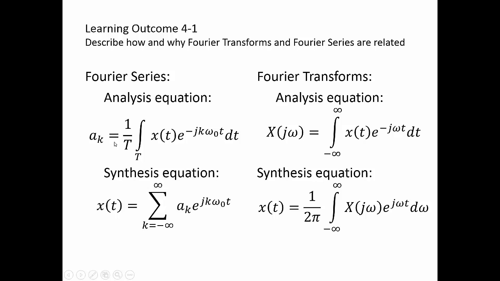And because we had that T going to the other side, and omega naught is 2 pi divided by T, we've got this d omega, and we have this 1 over 2 pi. Again, Fourier transforms work for aperiodic signals. Fourier series work for periodic signals. But in general, they work very, very similar.